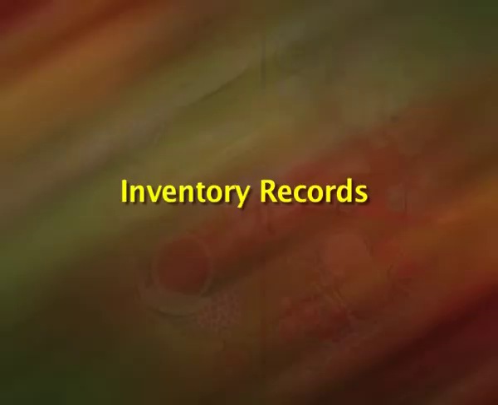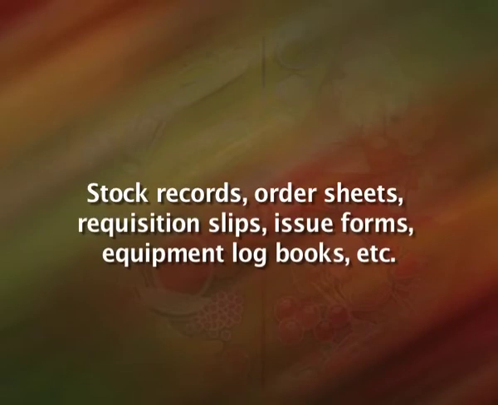Inventory records. They include maintenance of stock records, order sheets, requisition slips, issue forms, equipment logbooks, and so on. All these records act as a ready reckoner in times of need for monitoring of activities of the institution or for verification of stock availability, working of equipment, extent of usage of equipment, understanding of purchasing pattern, and so on.